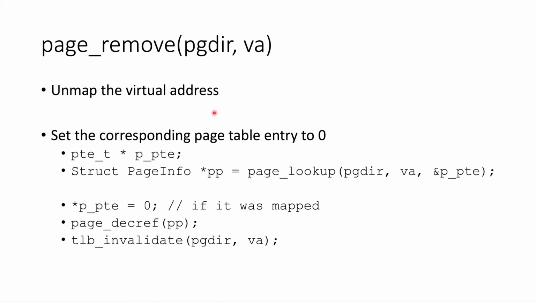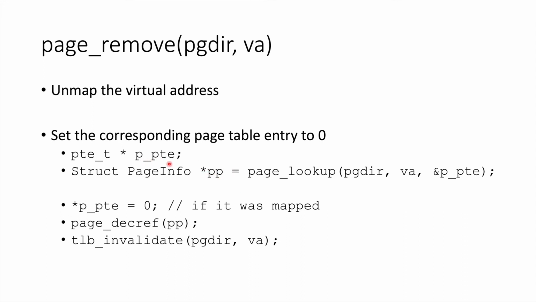And to do that, we can get both the page table entry and the struct page info object using the page lookup function. For example, for a given page directory and virtual address, if you run page lookup with pgdir, virtual address, and the PTE store, then if the mapping at the virtual address exists, it will return valid values for pp and pte. Otherwise, it will return null. So when it is null, do nothing.